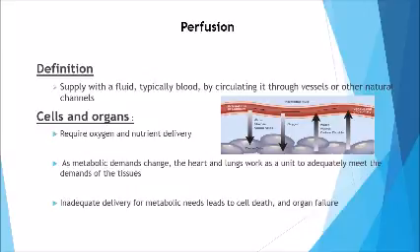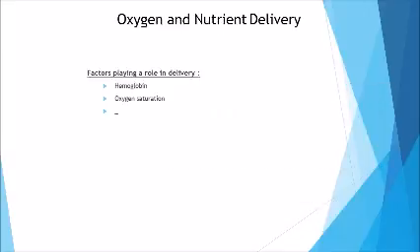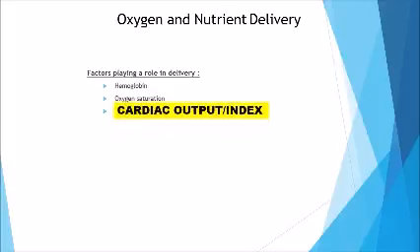So, what are the components of perfusion? It's oxygen and nutrient delivery, obviously. What do we need to make that happen? Okay, a couple of them listed there already. Hemoglobin, you need that to carry the oxygen. Obviously, you have to have oxygen to carry. And then you have to have cardiac output. Does anybody know the formula for cardiac output?